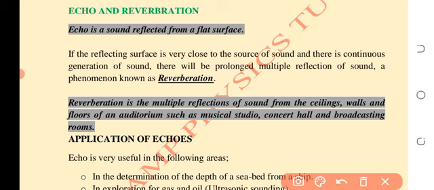Reverberation is defined as the multiple reflection of sound from the ceilings, walls, and floors of an auditorium, such as a musical studio, concert hall, or broadcasting room. That is when you hear multiple echoes. The name given to that is reverberation, and echo has a lot of applications, of which I'm going to look at just one because of what we are doing here.